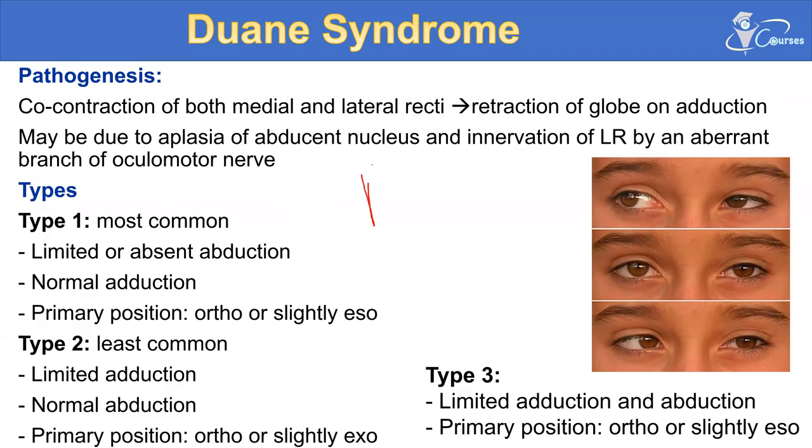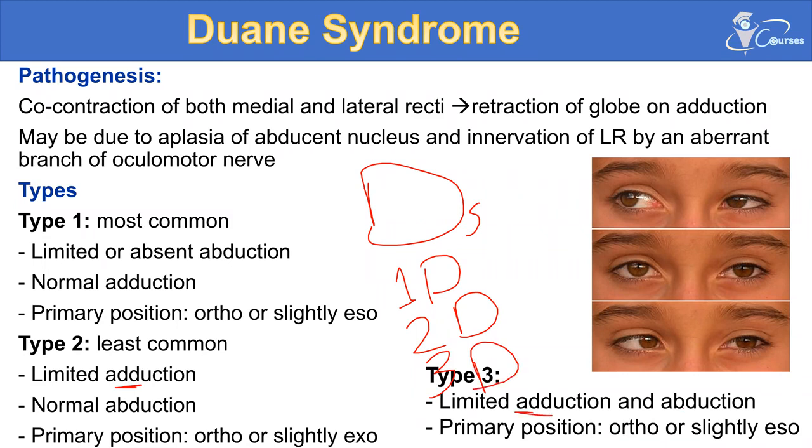So how can we remember them? Remember them by the number of Ds. If it is only 1D, limitation of abduction, then it is Duane type 1. If it is 2Ds, limitation of adduction, which has 2Ds, then it is type 2. If there is 3Ds, limitation of adduction and abduction, then it is Duane type 3. Okay? So this will make it much easier.